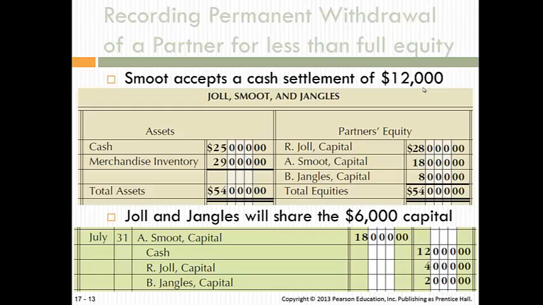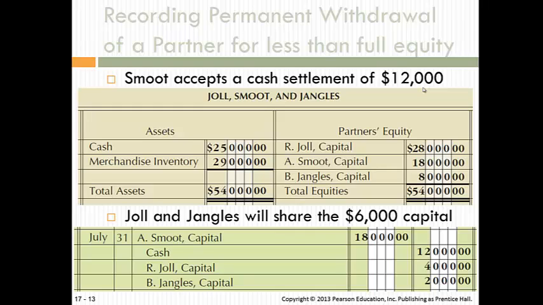The difference is split between Joel and Jangles according to how their partnership agreement specifies they share profits and losses. The profit and loss ratio before Smoot leaves the partnership is 2 to 2 to 1. I'm getting this out of the textbook. But after Smoot leaves, it's just Joel and Jangles, so the ratio is now 2 to 1.